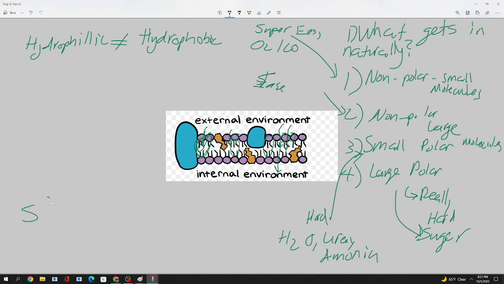And lastly, the hardest thing to get in are ions. Why? If I were to think of an ion, I think of K+, NaCl, or H+. These things are super duper hard to get through because they're literally charged.